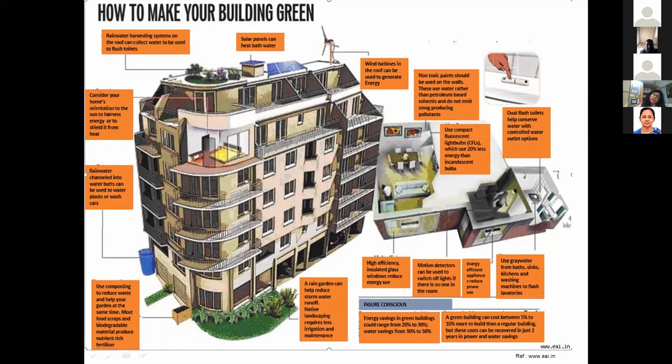Then we have heard about rainwater harvesting in our very first lecture. The rainwater harvesting system on the roof can collect water to be used to flush toilets. It can also be used for gardening purposes. Then we can also go for composting. So we can try to make our building green, that is, we can use a lesser amount of outer sources, and we can have an environmentally friendly building.